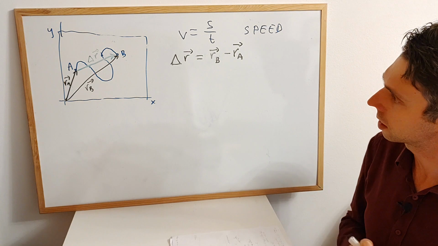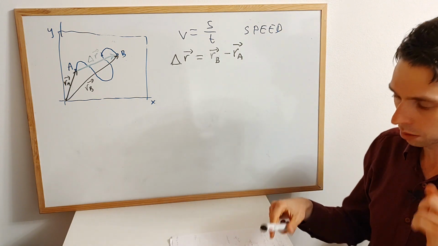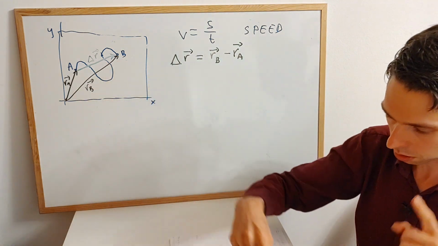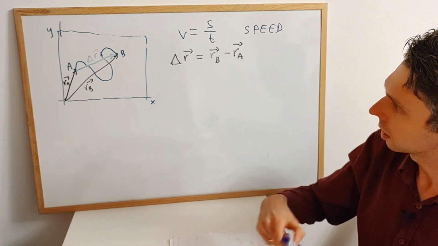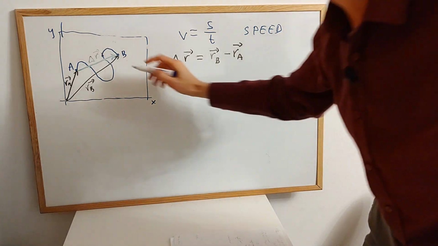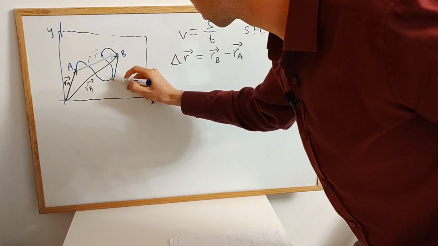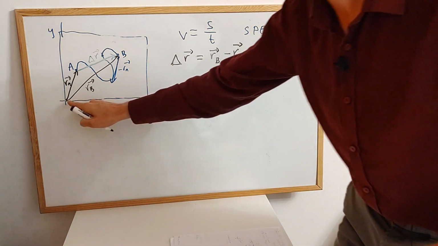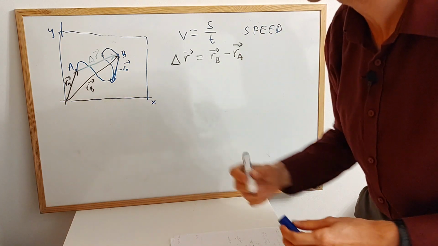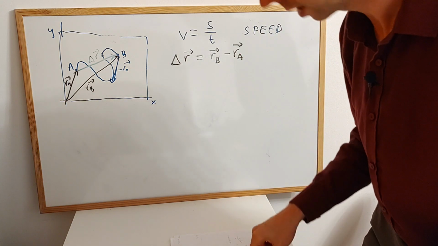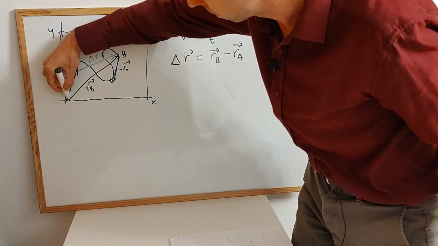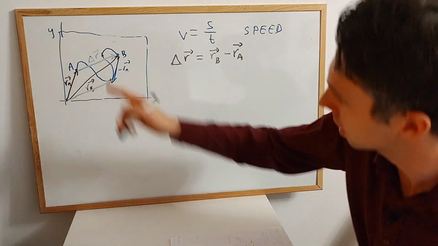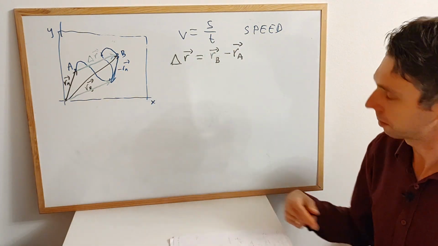Okay, and you can see that you know how to subtract vectors. So you have r_B, and to the end of this r_B you can put minus r_A. So something like this, minus r_A. And if you connect the beginning of r_B with the end of minus r_A, you get the very same vector delta r like this. You have a nice parallelogram.